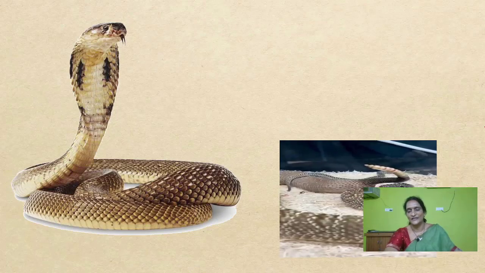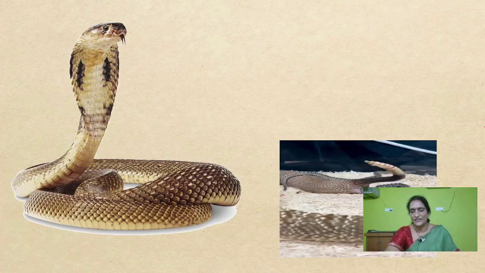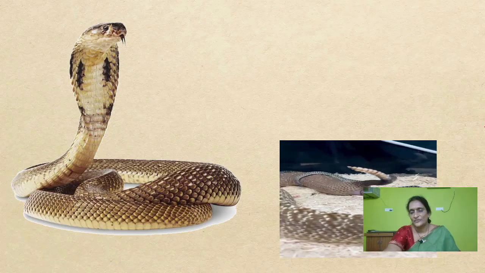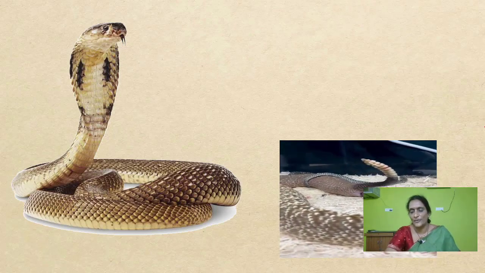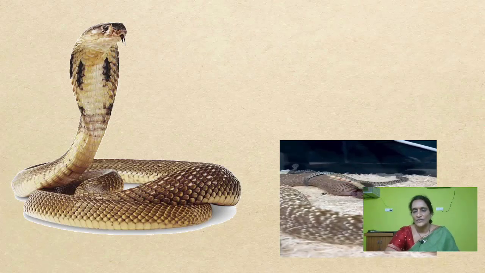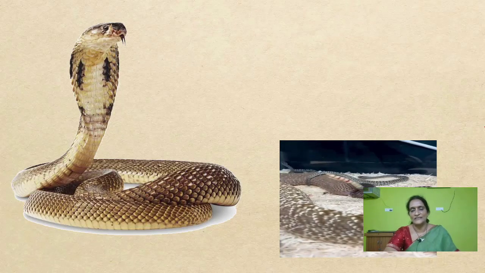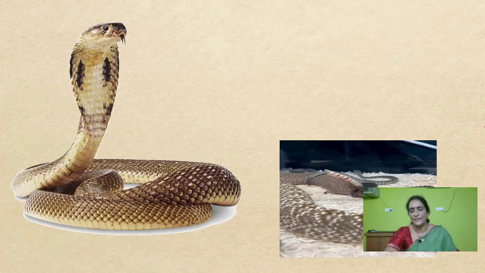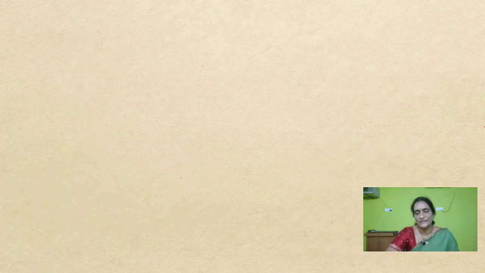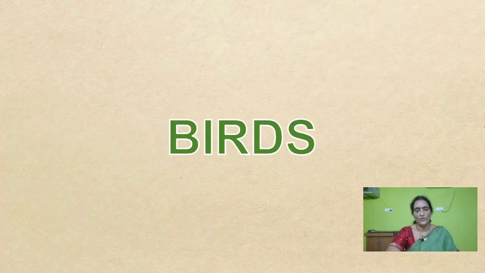Now see here. This snake is giving birth to a young baby. Can you see? One baby is already born, and another snake is coming. So some reptiles lay eggs and some reptiles give birth to young ones. This is all about reptiles.